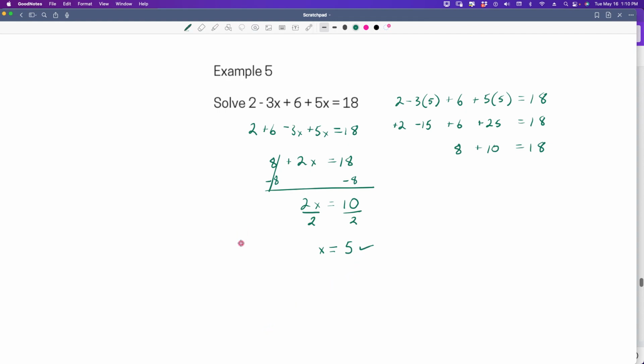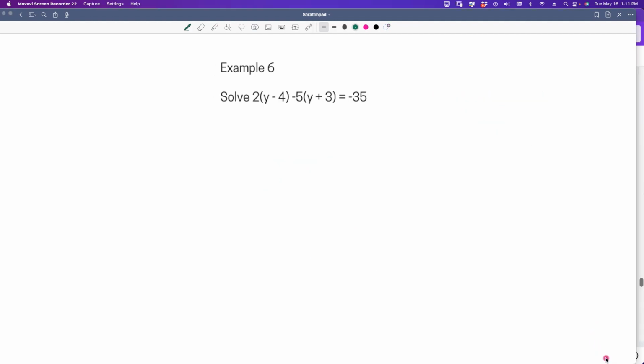So let's look at example 6. In example 6, we have a lot of things going on. We have some parentheses, and we have some multiplication, we have some negative numbers. So let's just start with the first parenthesis. So I'm going to multiply 2 times y and get 2y. 2 times negative 4 is a negative 8. All right, now I have a negative 5 times y, so it's negative 5y, and a negative 5 times positive 3. Negative and positive are different signs, so this is going to be a negative 15, is equal to negative 35.